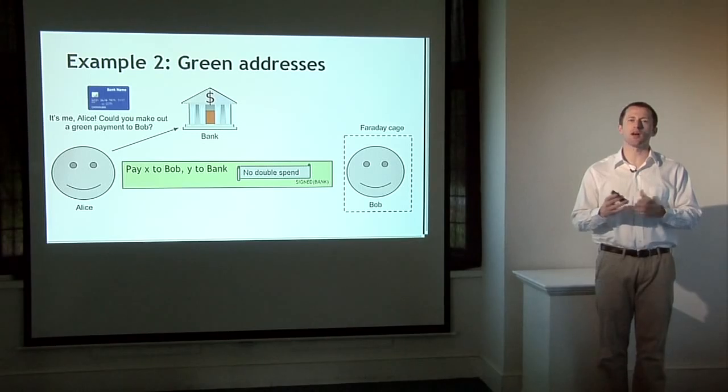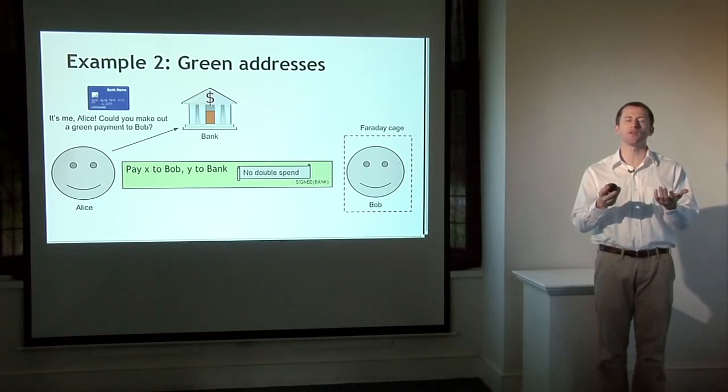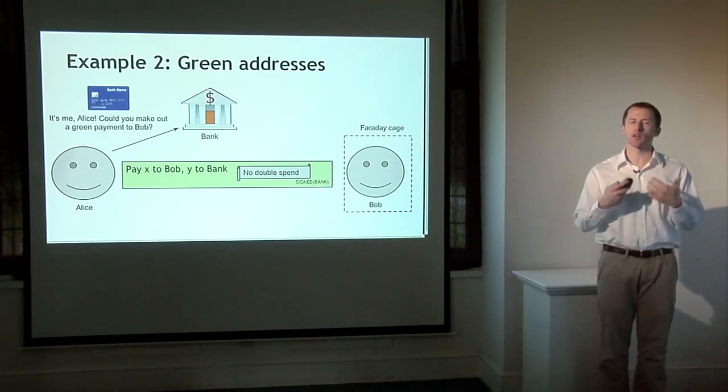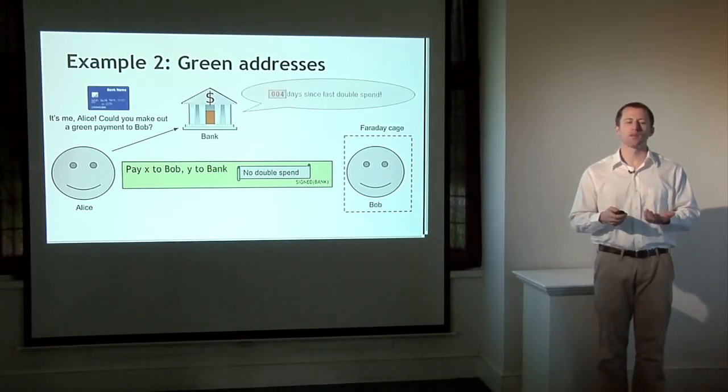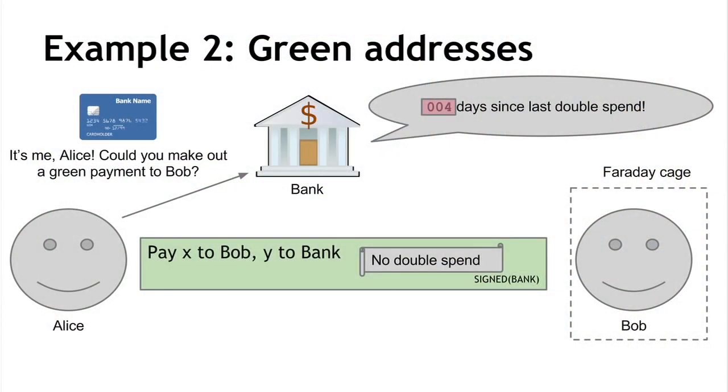Now notice that this is not a Bitcoin enforced guarantee. This is a real-world guarantee. So Bob has to trust that the bank in the real world is doing a business and cares about their reputation and won't double spend for that reason. And the bank will be able to say, you can look at my history, I've been using this green address for a long time and I've never double spent, therefore I'm very unlikely to do so in the future.